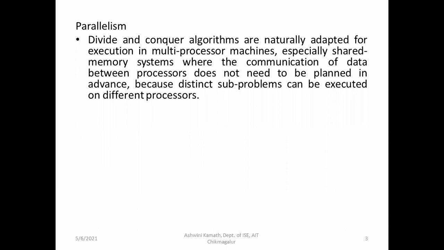So here, communication of data between processors does not need to be planned in advance. That is, you need not plan anything here, because the planning is already done since we have multiple processors. All the processors are already capable of communicating, passing messages and information like input and output. If that is the case, then we can directly execute all these subproblems at a time. That is parallelism when we use the divide and conquer technique.